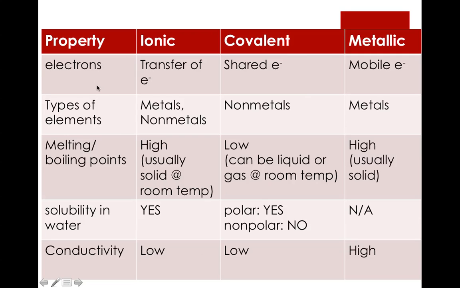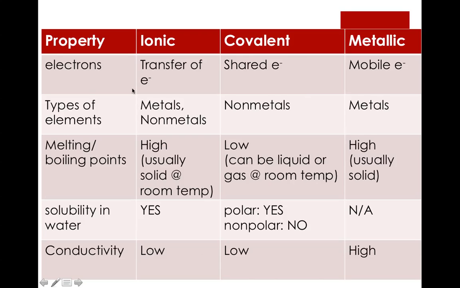How about types of elements? Again, this is more review. Ionic is metals and nonmetals together. Covalent should just be nonmetals. And then finally, you have metallic bonds, and metallic is only metals. That's the stretch, I know. Metallic metals. Gonna be hard to remember.